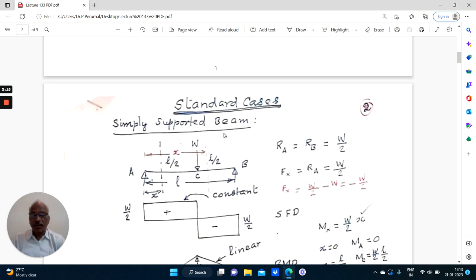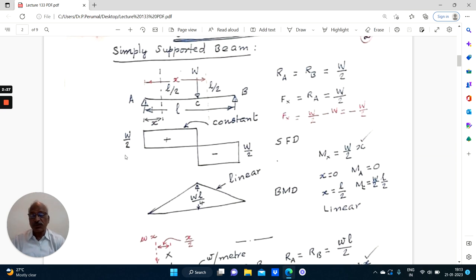Now, coming to standard cases, as I told, you will have to remember, if it is a simply supported beam subject to a central concentrated load, you have to remember that the shear force at the left support is W by 2, and at the right support is also W by 2. The bending moment diagram has a maximum value of WL by 4, and variation is linear because it is subjected to point load. So these things, namely RA equal to RB equal to W by 2, because of symmetry in the loading. Because with reference to center C, the part on the left hand side is a mirror reflection of the part on the right hand side.